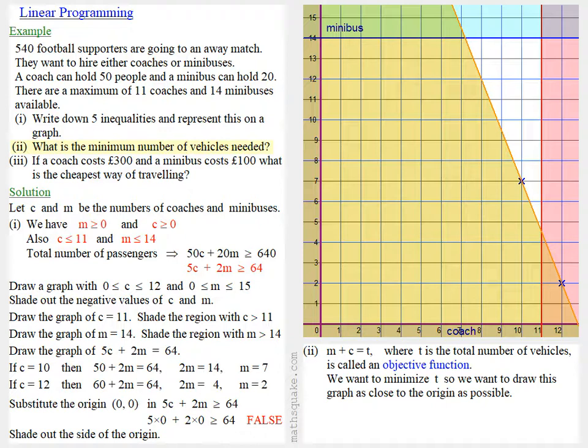Now, to find the minimum value of T, we draw the graph as close as possible to the origin. So we start with the equation M plus C equals 0. And we slide the graph away from the origin until we come to the first point inside the unshaded region.